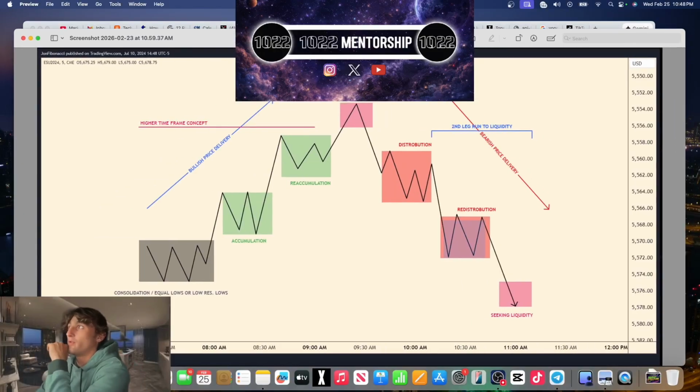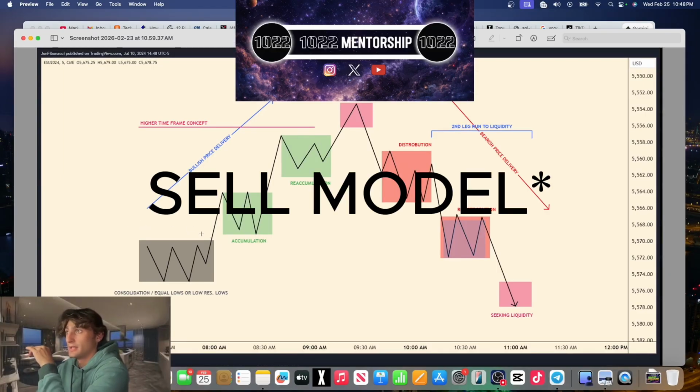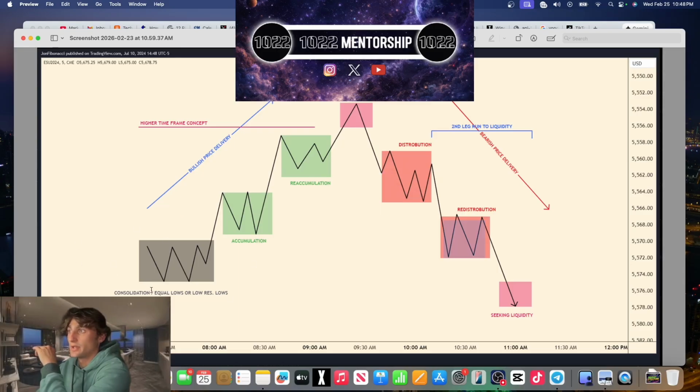So for the MMXM, this is the buy model specifically, the market maker buy model. You have your original consolidation, equal lows or low resistance lows, either can be used. I'll show you what it all looks like on a chart later, but focusing on this for now, we want to see bullish price delivery coming after this consolidation. With consolidation like that, I like to see it as a trigger, like a gun loading. Just loads, and then takes off. You know what I mean?